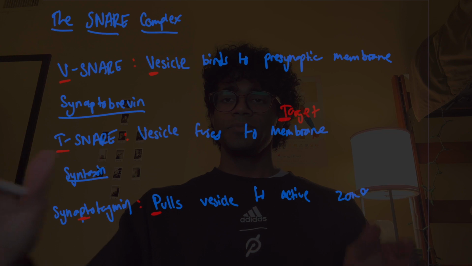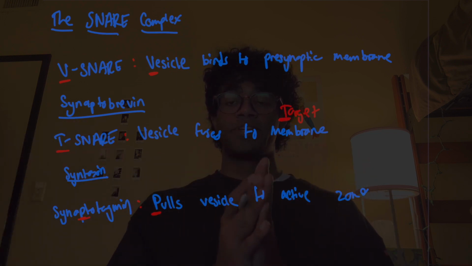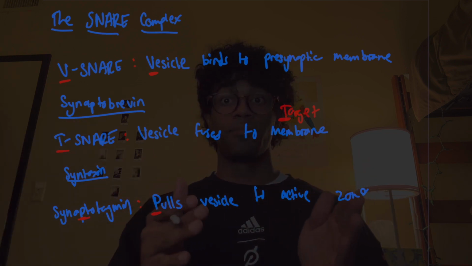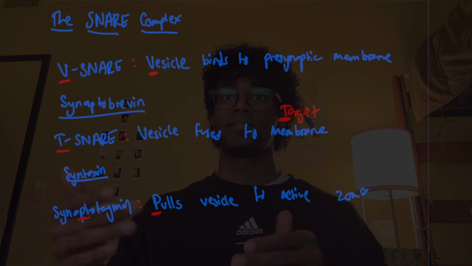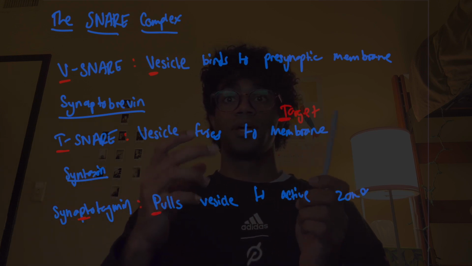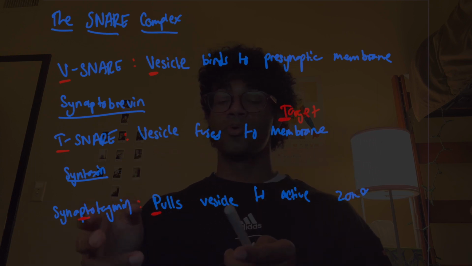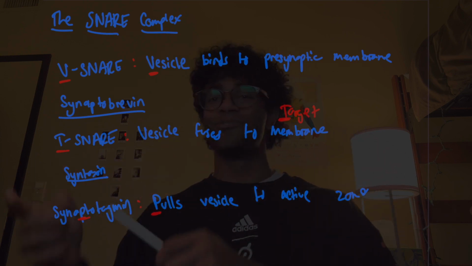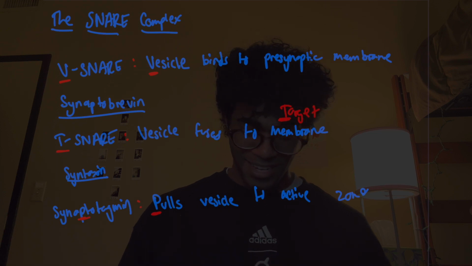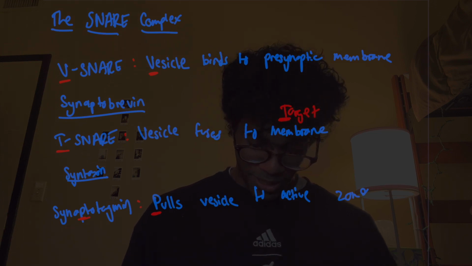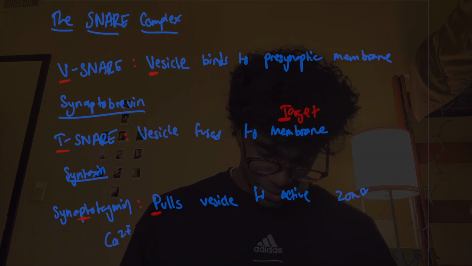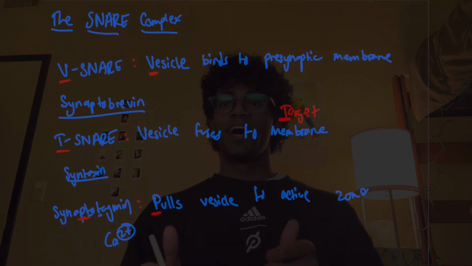So one last portion to talk about in synaptotagmin, another important fact to remember is that it requires a calcium, correct? And there's two T's in synaptotagmin, which can relate to the Ca2+, the 2+ charge that it has. So Ca2+, 2 T's.